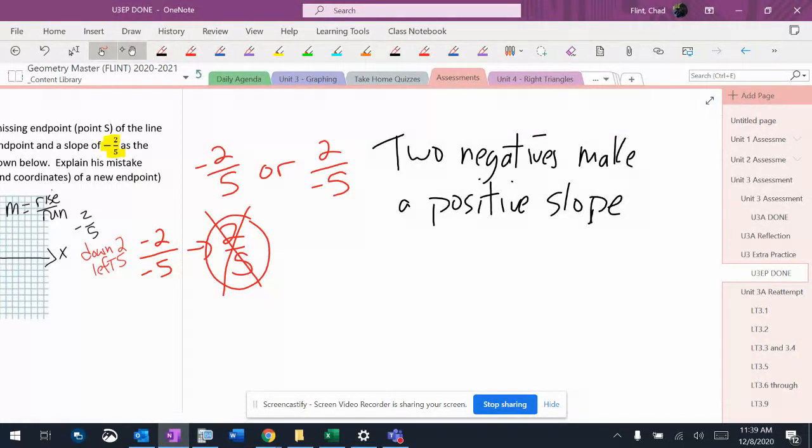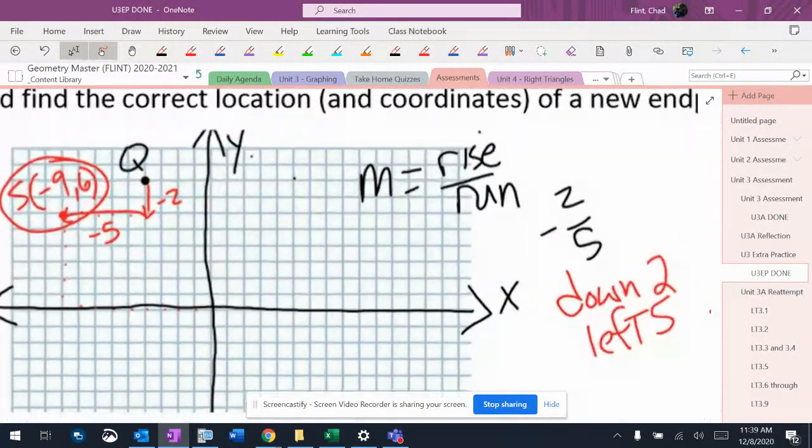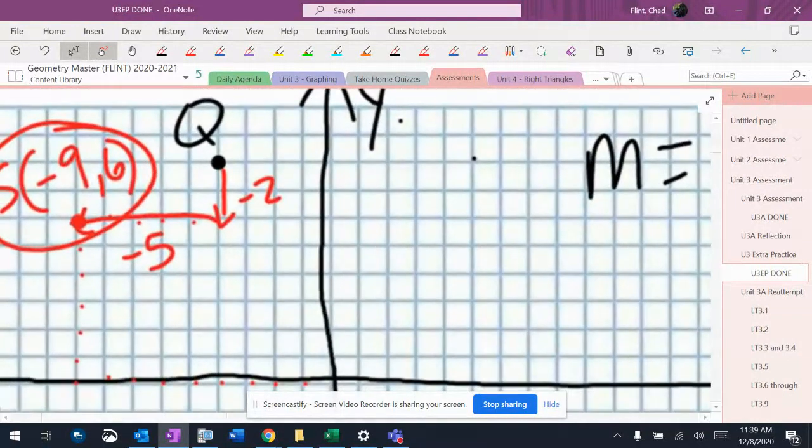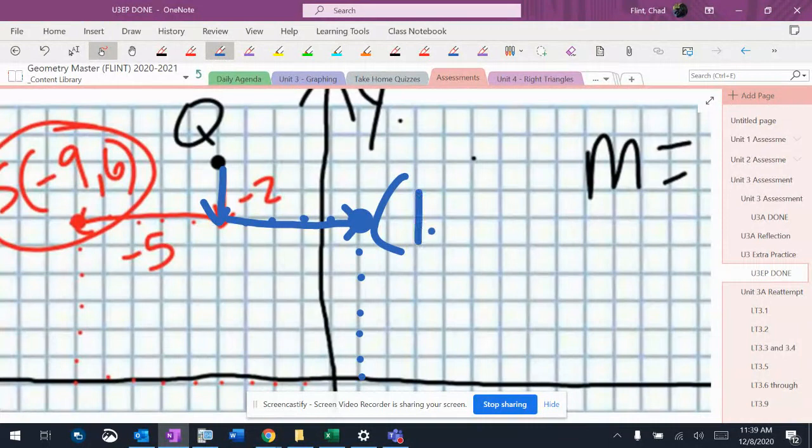All right, so then it says find the right spot. So instead of going down 2 and left 5, I should have gone down 2 and 1, 2, 3, 4, 5 to the right. And I could have ended up with a point right there, which would be 1, 1, 2, 3, 4, 5, 6.